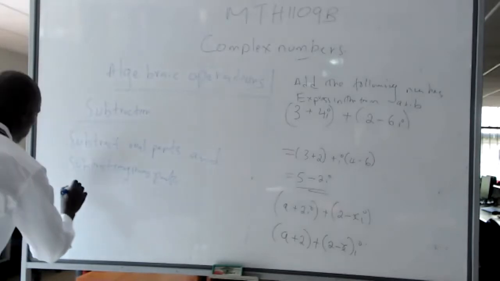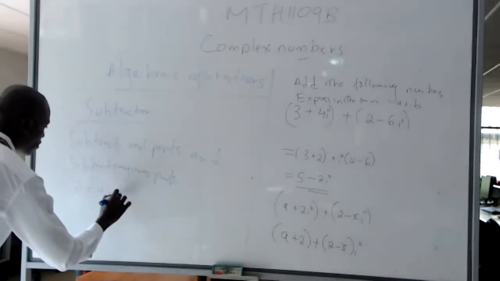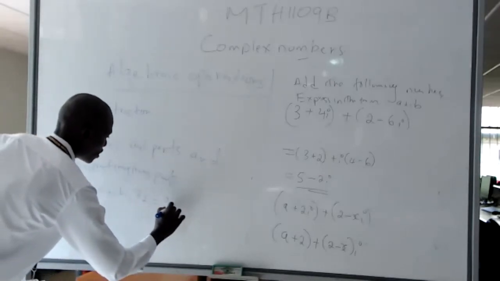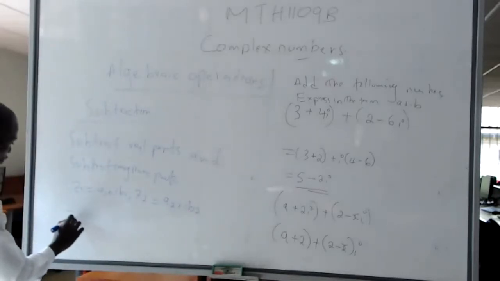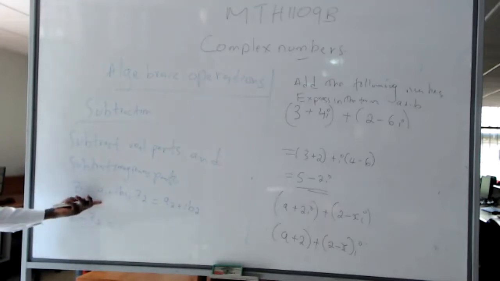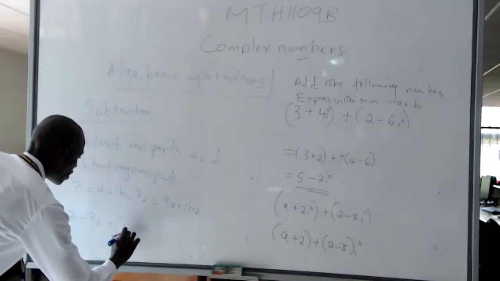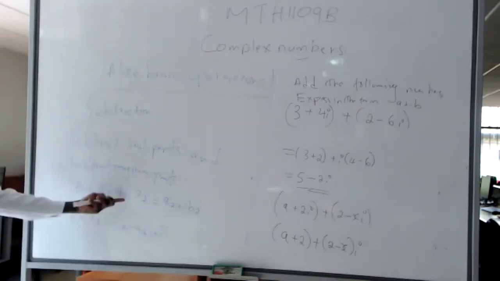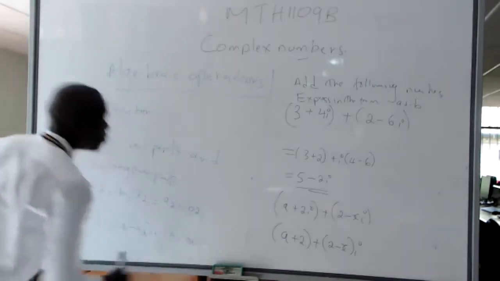For example, if you have Z1 as A1 plus iB1 and Z2 as A2 plus iB2, then Z1 minus Z2, I check the real part of the first and the real part of the second and subtract them. So that gives me A1 minus A2 plus, checking the imaginary parts, B1 minus B2.